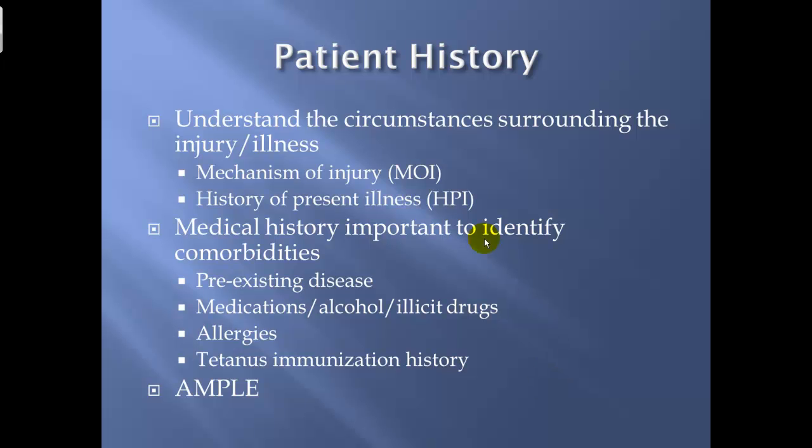Mechanism of injury would be primarily in trauma. History of present illness would guide you and lead you if you have a medical patient. Medical history is important to identify comorbidities. If you have a pre-existing disease, if it looks like a duck, walks like a duck, and talks like a duck, it generally is a duck.